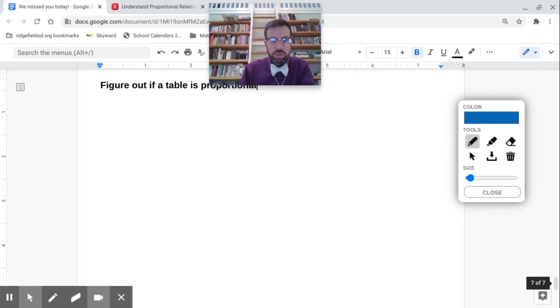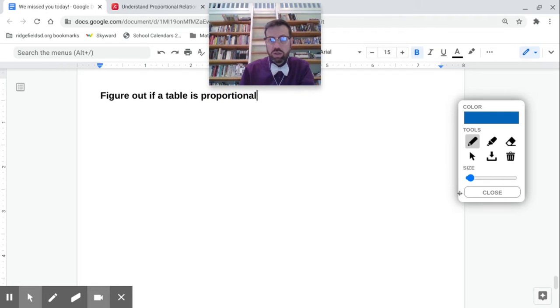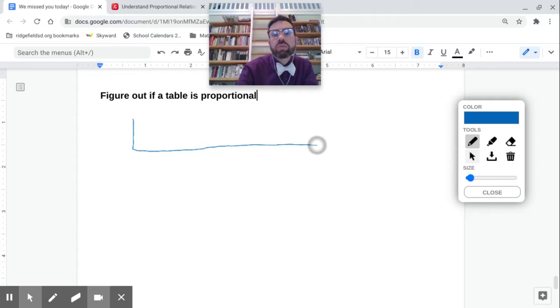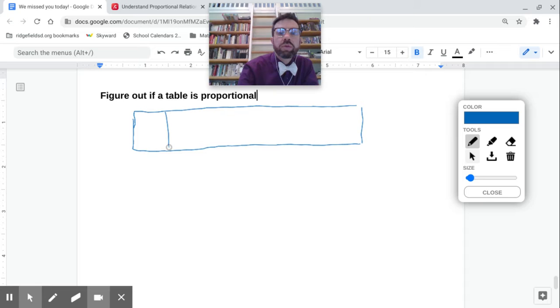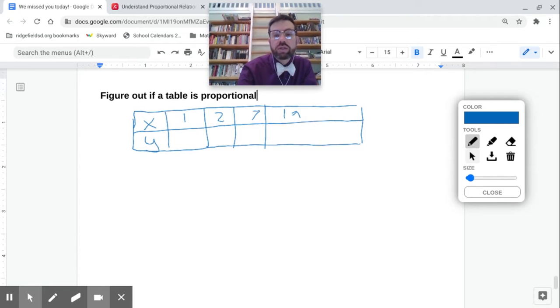So, things we're going to talk about. The first thing I think that's really useful is figuring out if a table is proportional. So if I drew a quick table here, the big thing to keep in mind, and I can put in some random numbers, 7, 19, 25, is that there needs to be a relationship, a multiplication or division relationship.